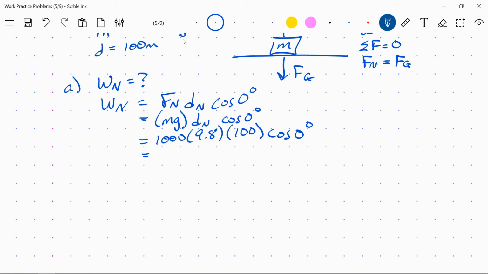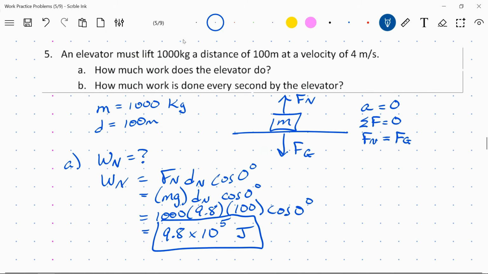So this really is just 9.8. Actually, hey, you don't even need a calculator for this one. Check this out. That's just 9.8, and then it's being multiplied by 1,000, but also being multiplied by 100. So that's really just 10 to the power of 3 plus 2, 5 joules. So 9.8 times 10 to the 5 joules should be it for that one.